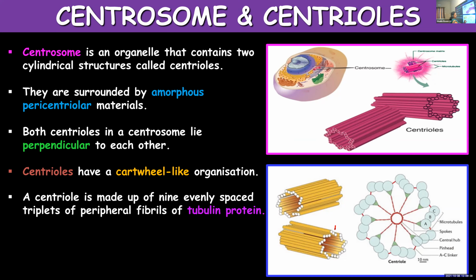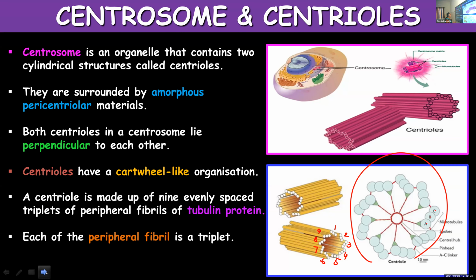Here you can see 9 of them: 2, 3, 4, 5, 6, 7, 8, 9. In the enlarged view you can find each one has 3 microtubules. That is why you call it a triplet. So 9 such triplets you can find, and together it has the appearance of a cartwheel. And what are these microtubules made of? It's made of a protein, tubulin protein. These fibrils are arranged in the periphery, and each set is 3 in number, so you call it a triplet. Doublet means 2, triplet 3.